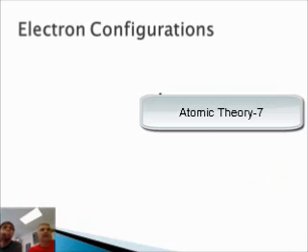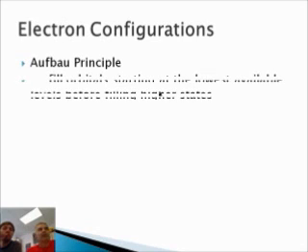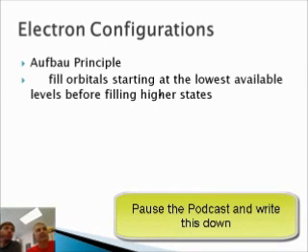So electron configurations follow a couple of rules, or principles, technically. The first one's called the Aufbau principle. Probably going to pause the podcast right here, and this is it. They fill orbitals starting at the lowest available levels before filling higher levels. Yes, pause, write that down real quick.